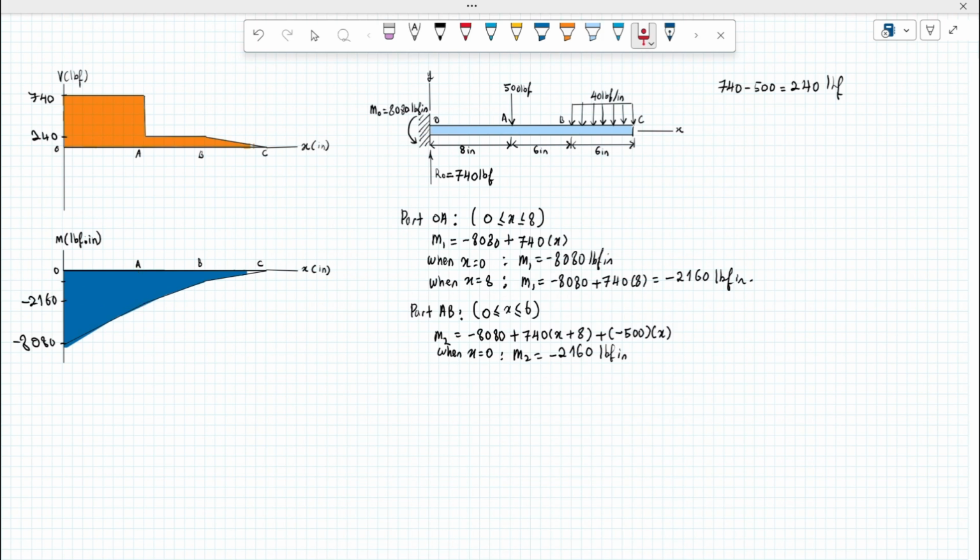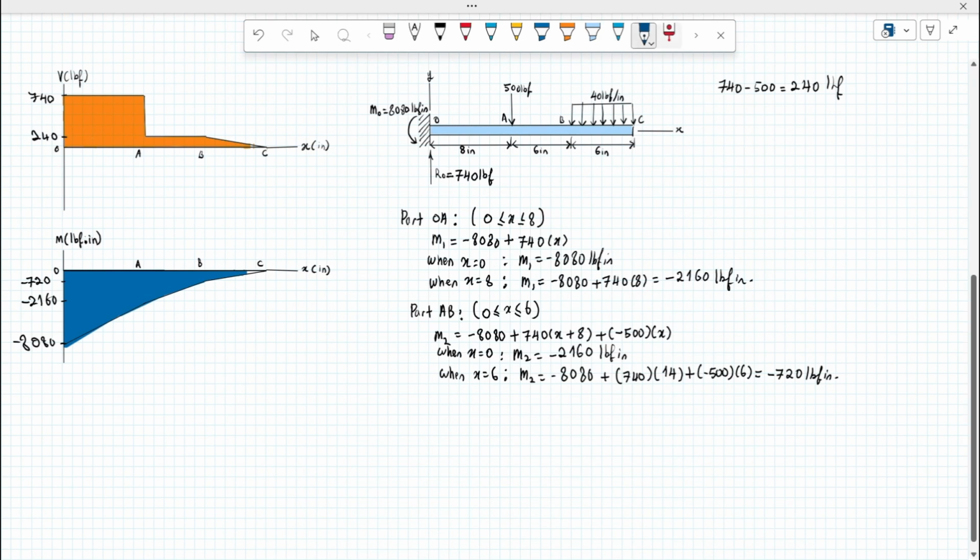And then now we're gonna go to point B, which is when x is equals to 6. So M2 would be, which is negative 720 pound force inch. So we can see here that is negative 720 pound force inch, which is here. At point B, it is here. So you're gonna draw a straight line here, here, and then after that, you're gonna draw another straight line here.